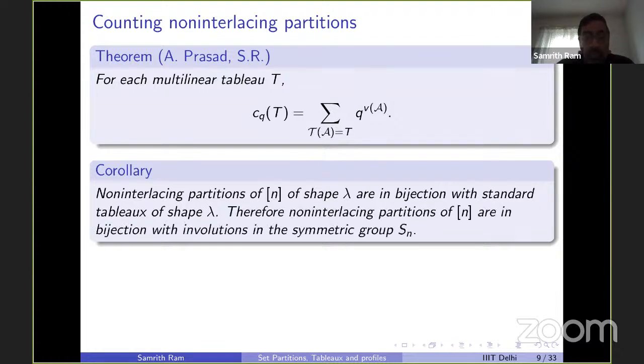One can take this one step further. If we sum over all possible partitions, and one uses the Robinson-Schensted correspondence, then non-interlacing partitions overall are in bijection with involutions in the symmetric group S_n, which is simply the total number of tableaux.